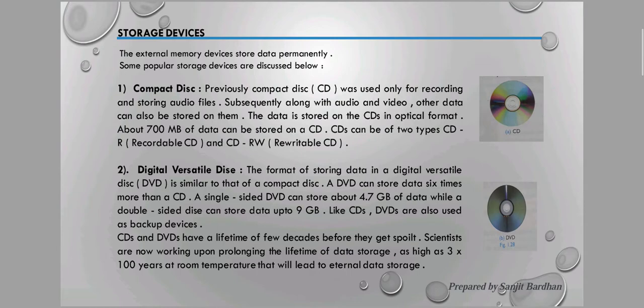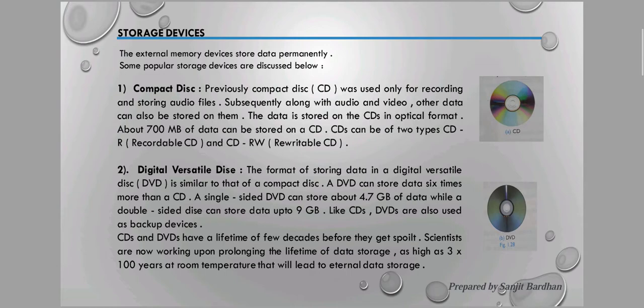A CD can be of two types: CDR, that means recordable, and CDRW, that means rewritable. Rewritable means we can erase the data on the CD and then write new data on the CD. The main thing is that a CD can store only 700 MB of data.